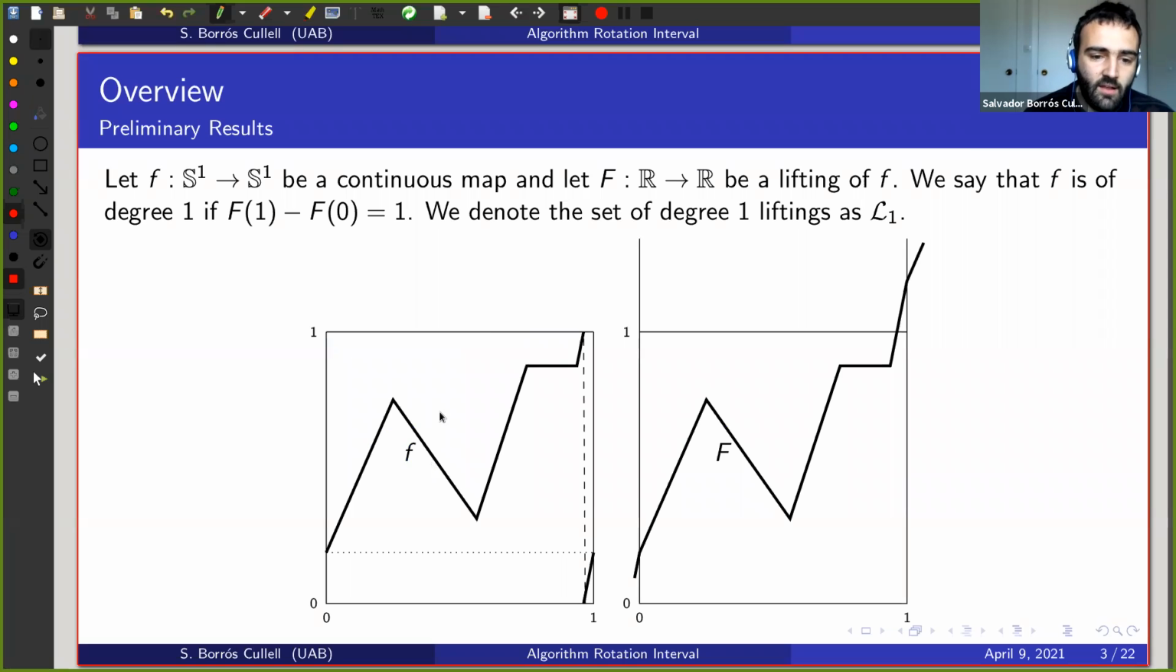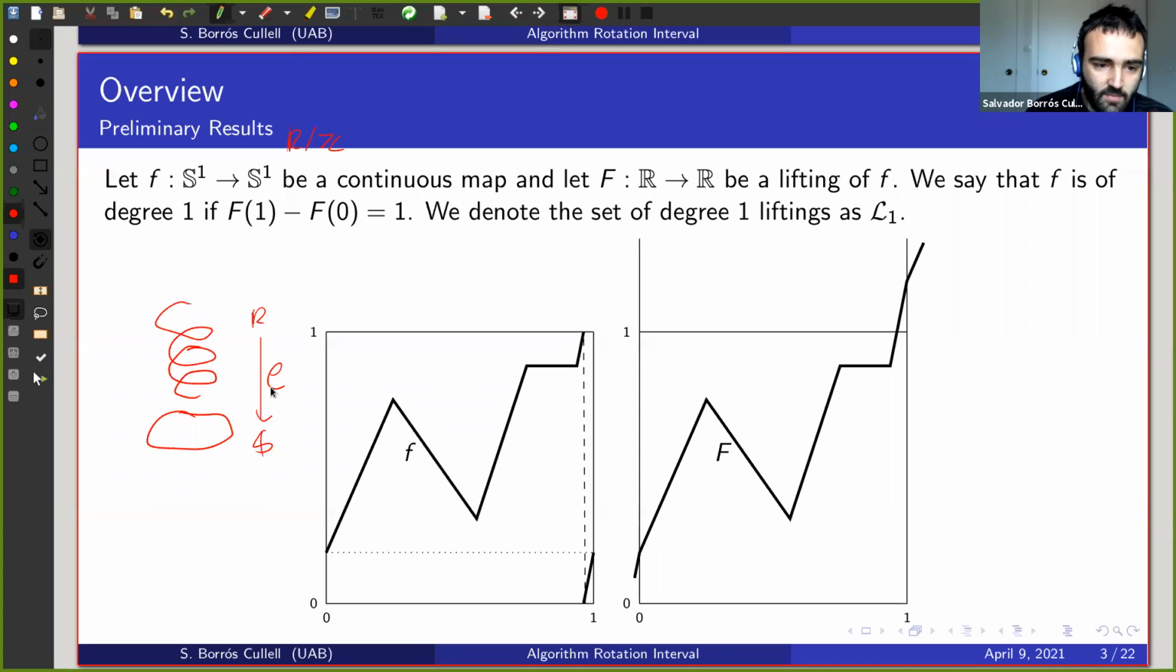Okay, first, let us introduce some basic concepts for the people who are not so familiar with the topic. S1 will be R over Z, so we're considering that the circle has length 1. And recall that for the circle, there's the universal cover by R, which simply is this map, x to pi of x.